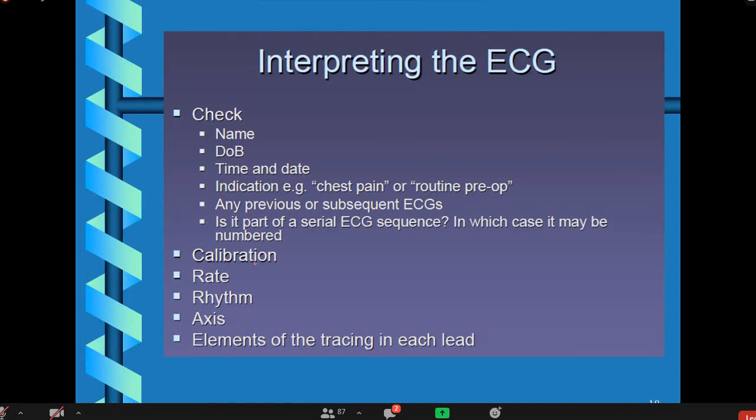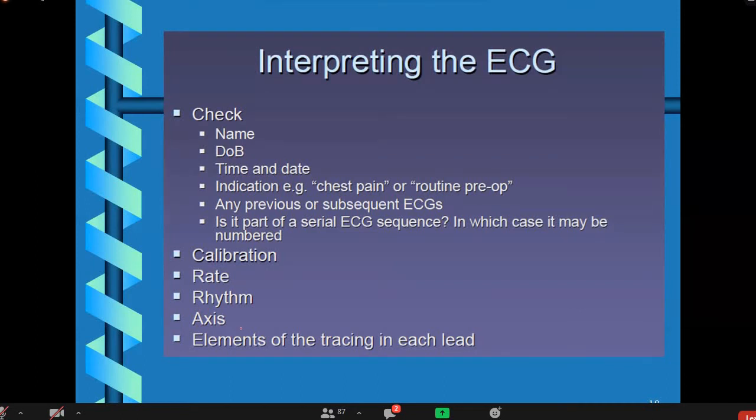Then calibration, that is important. It includes the speed and the voltage. Then you need to know or write the rate. What is the rate? Then rhythm: is it sinus? If the rhythm is other than sinus, you can't say sinus rhythm. We'll come through those conditions later on.